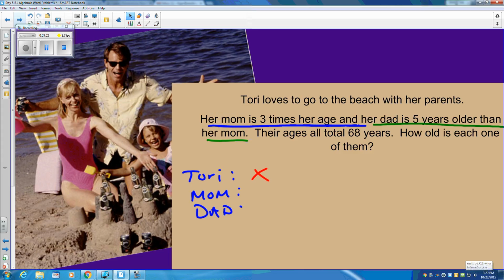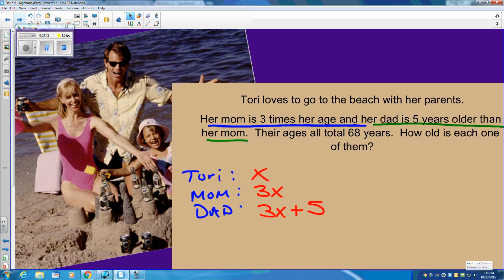Now, what do we know about mom? Mom is 3 times her age. Well, we should know how to write that. What do we know about dad? Dad is 5 years older than mom. Not older than Tori, 5 years older than mom. So we have to take whatever mom was and add 5 onto it. So again, we've first of all determined how many terms we're going to need and what they are: Tori, mom, and dad. We used a variable by itself to represent the one we knew the least about. And then we tried to write the other 2 in reference to the first.